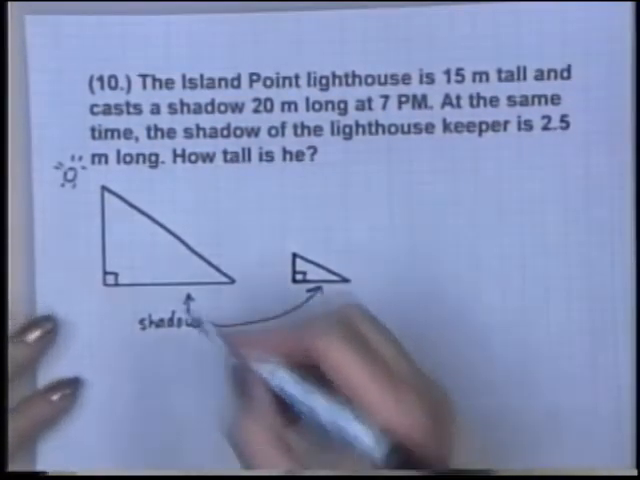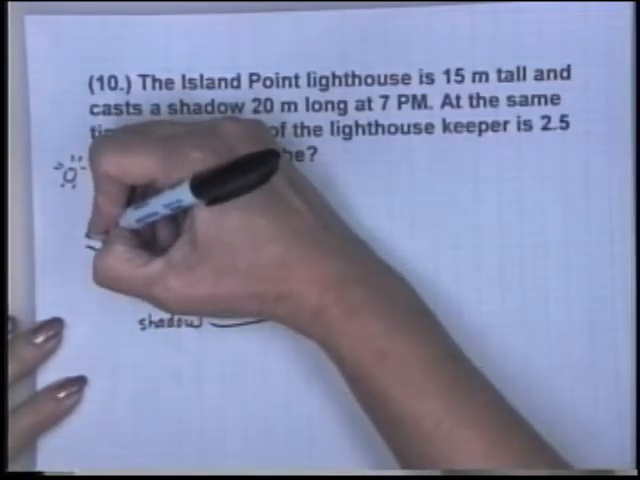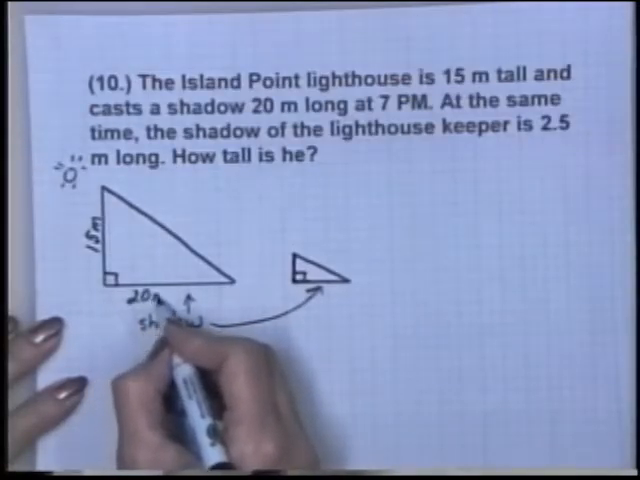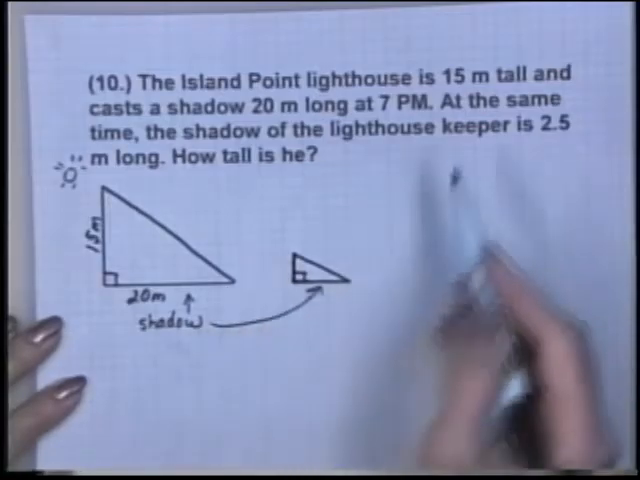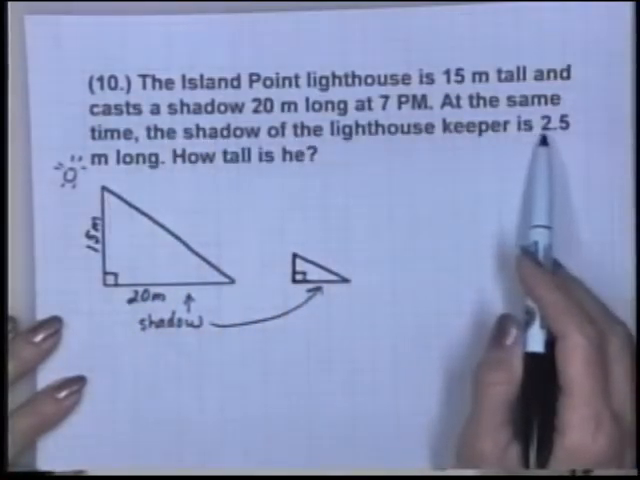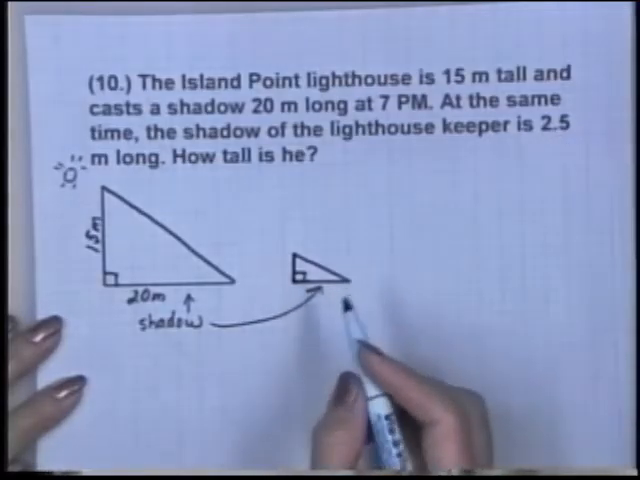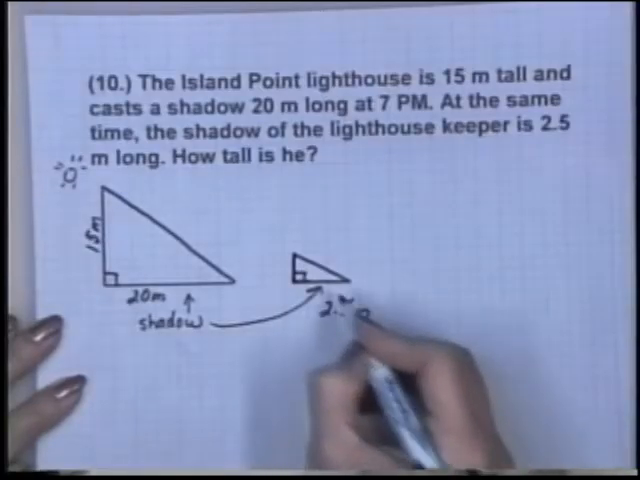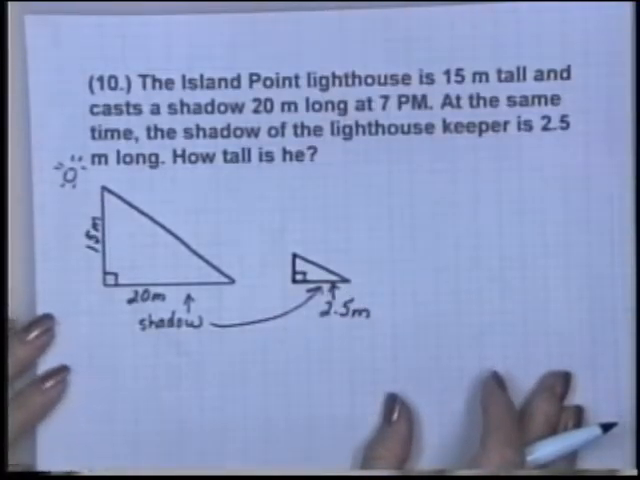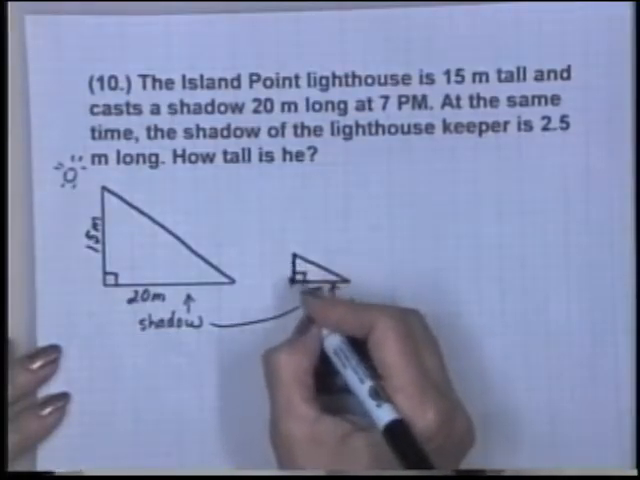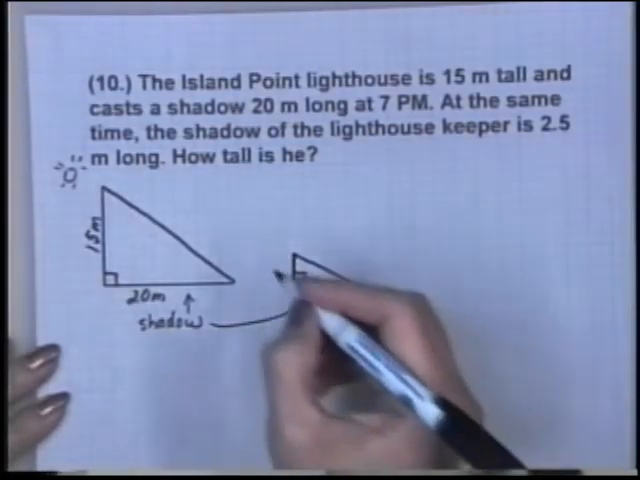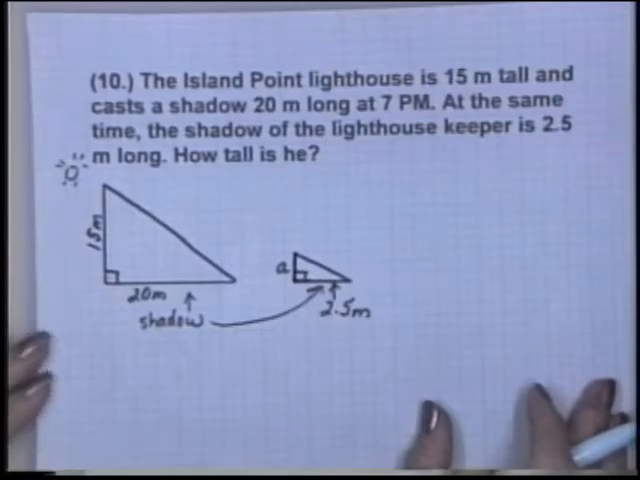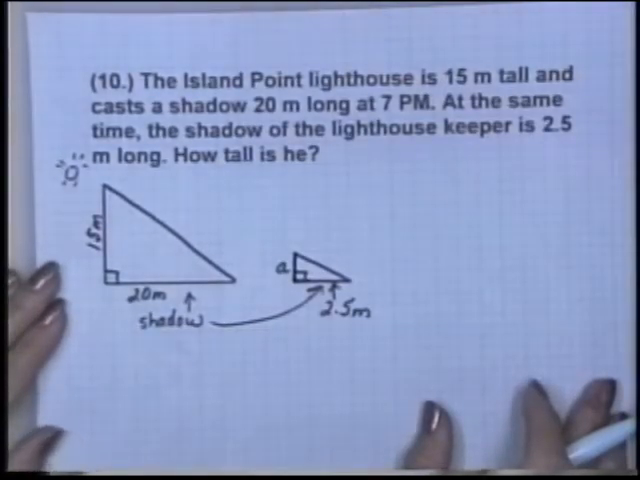And when we label those, the lighthouse is 15 meters tall. The shadow is 20 meters for the lighthouse. And it says at the same time the shadow of the lighthouse keeper is 2.5 meters long. So this represents the shadow, and this bottom side of this triangle would be 2.5 meters. Since this represented my lighthouse keeper, I will call that side A, and that would represent the height of the lighthouse keeper, and that's what I need to find.